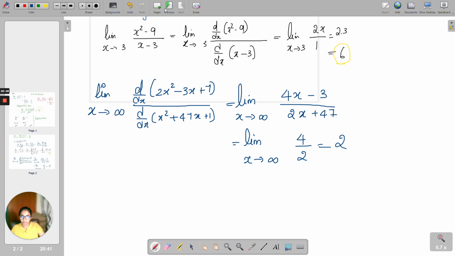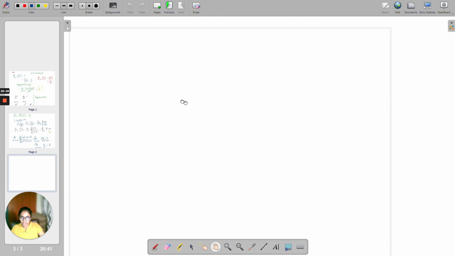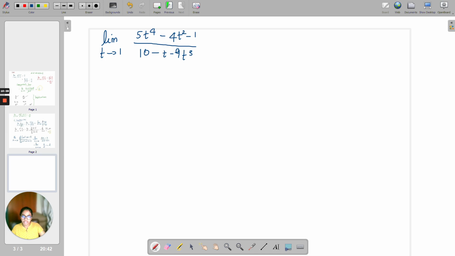So moving on, let us solve a problem using L'Hospital's rule. So they are saying limit t tends to 1, (5t power 4 minus 4t square minus 1) divided by (10 minus t minus 9t cube). Now what is the limit t tends to 1? What would you get? You would get 5 minus 4. What is 5 minus 4? 1. Right. What is 1 minus 1? 0.